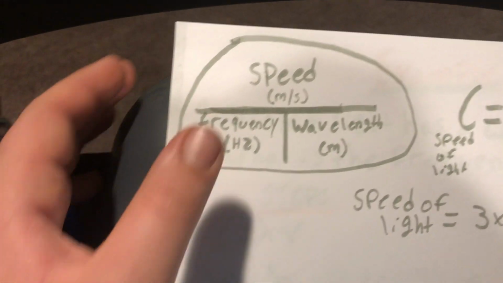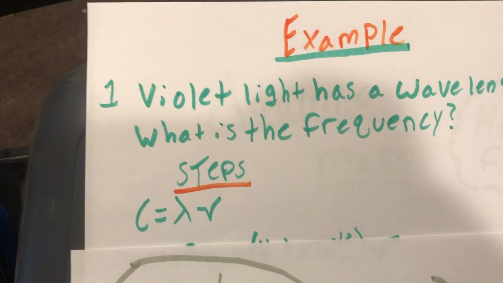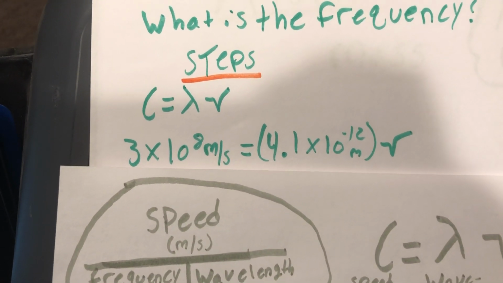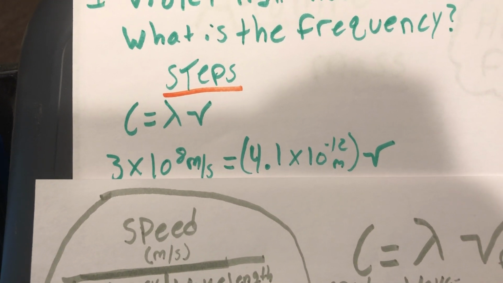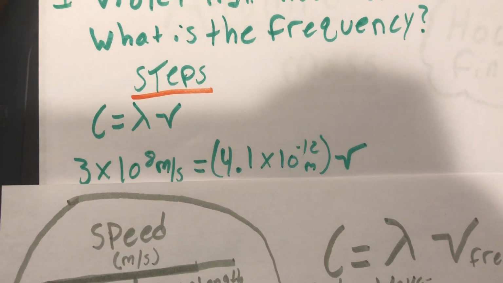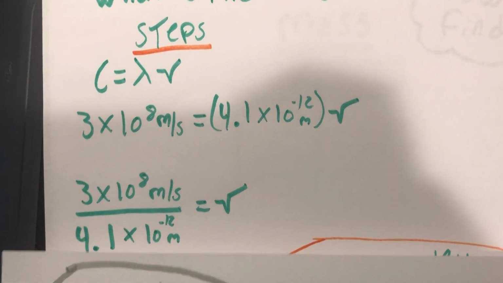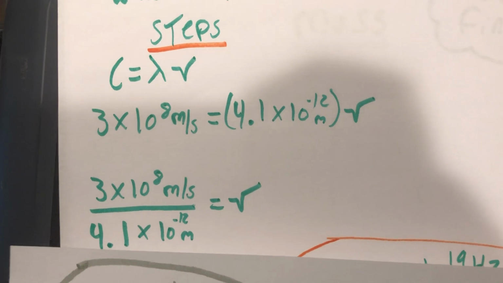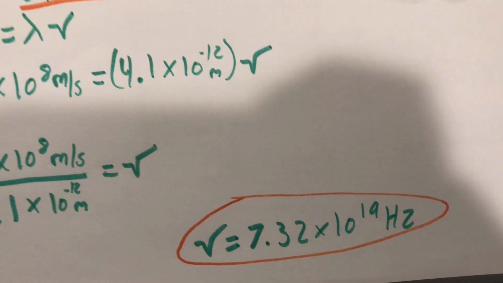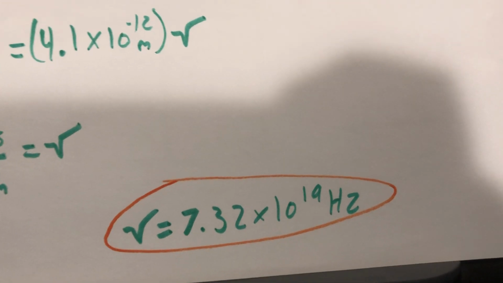We want to find frequency, so we cover this up. We need to do speed divided by wavelength. So, steps: take our equation and plug in what we know. We know c, which is the speed of light, and we know the wavelength. So it's 3 times 10 to the 8th meters per second is equal to 4.1 times 10 to the negative 12th meters times frequency. As I said, we need to do speed over wavelength. So you have 3 times 10 to the 8th meters per second divided by 4.1 times 10 to the negative 12th is equal to the frequency. Plug it into your calculator, and frequency is equal to 7.32 times 10 to the 19th hertz.